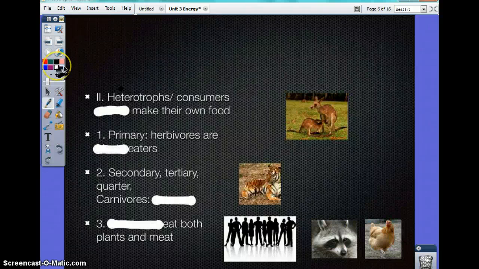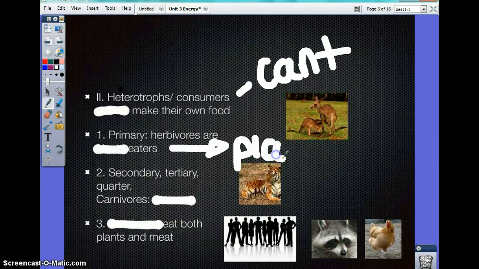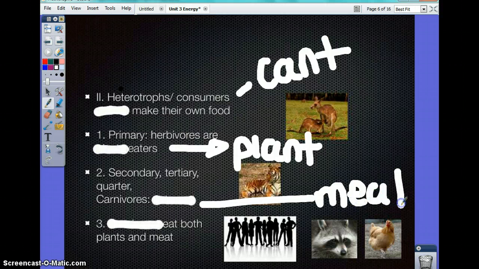Okay, so heterotrophs are consumers that can or can't make their own food. And then herbivores are what eaters? Plants. Plant eaters. Carnivores eat what? And then which ones eat both plants and meat? Omnivores.